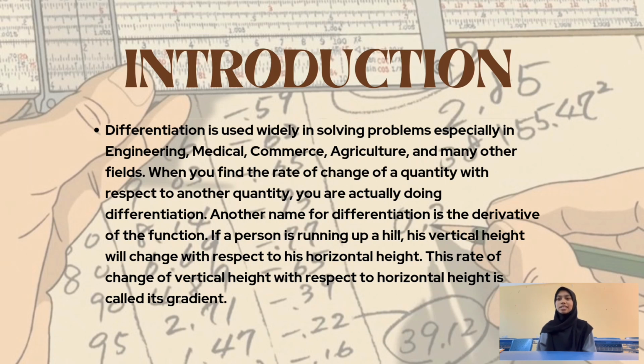Introduction. Differentiation. Differentiation is used widely in solving problems, especially in engineering, medical, commerce, agriculture, and many other fields. When you find the rate of change of a quantity with respect to another quantity, you are actually doing differentiation. Another name for differentiation is the derivative of the function. If a person is running up a hill, his vertical height will change with respect to his horizontal height. This rate of change of vertical height with respect to horizontal height is called its gradient.